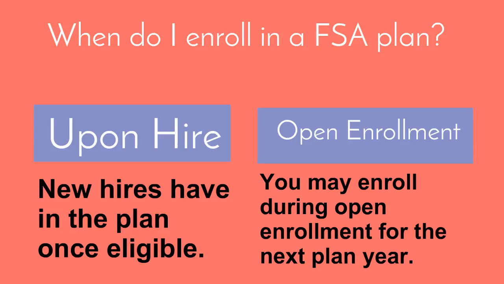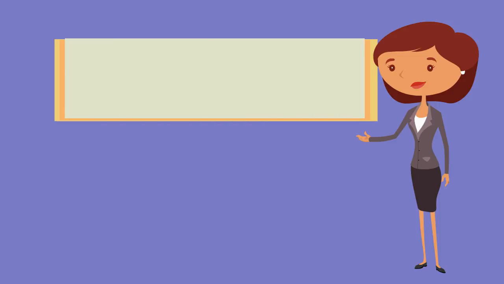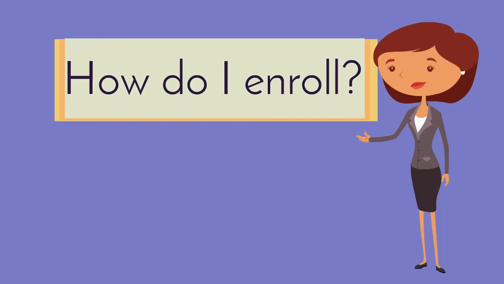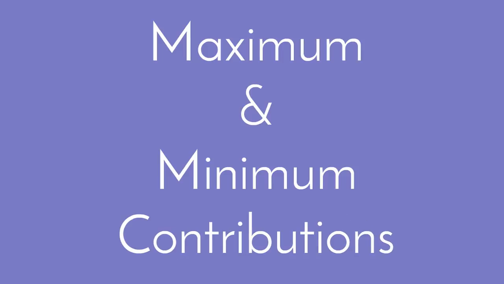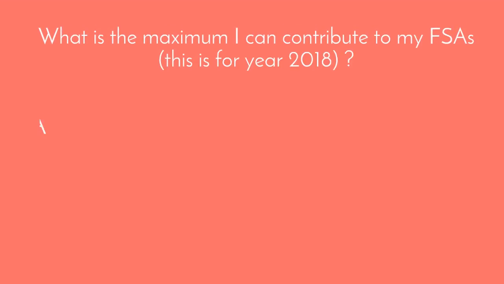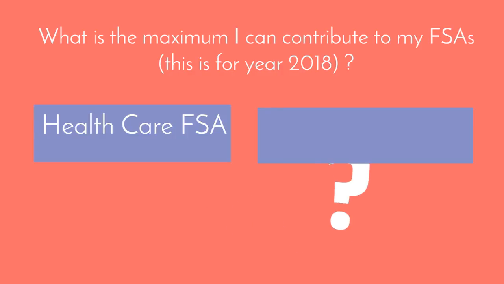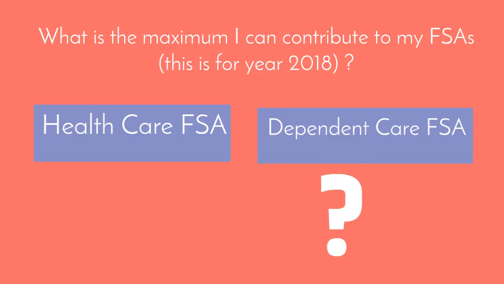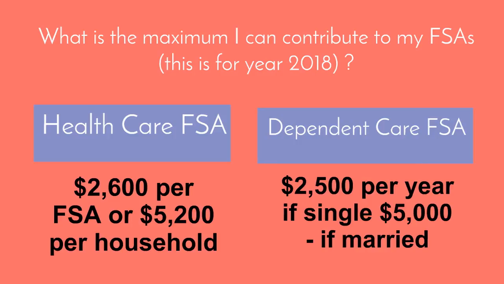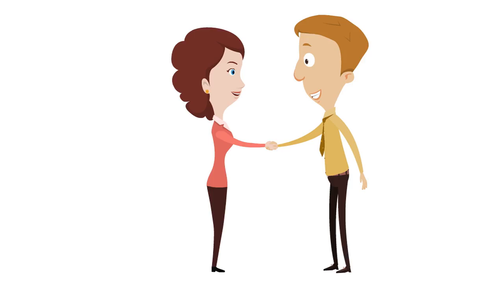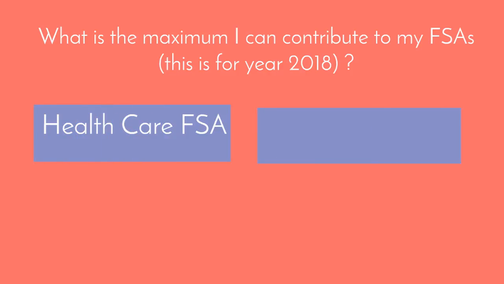The healthcare account maximum contribution is $2,600 per FSA. If both spouses have an FSA through their respective employers, they could each elect the maximum, for $5,200 per household. The dependent care FSA contribution maximum is $2,500 per year if single or $5,000 per year if married. If you are married but file your income taxes separately, then the maximum you can contribute is $2,500 per year.